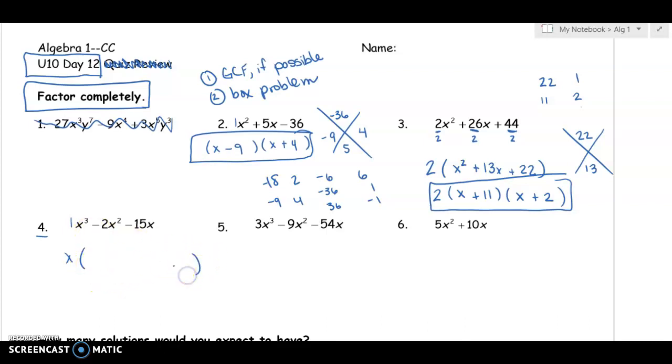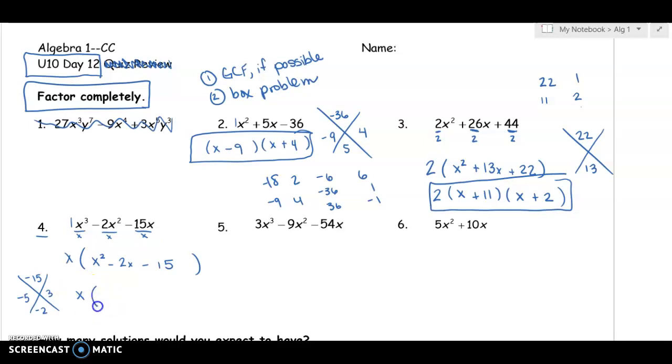To figure out what goes in these parentheses, you have to divide each of these terms by x. So x cubed divided by x is x squared. 2x squared divided by x is negative 2x. And negative 15x divided by x is negative 15. And then from there, you can do your box problem. It's got to multiply to be negative 15 and add to be negative 2. Those two numbers are going to be negative 5 and 3.